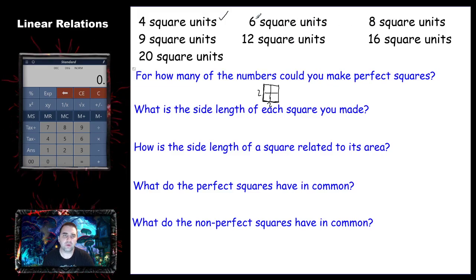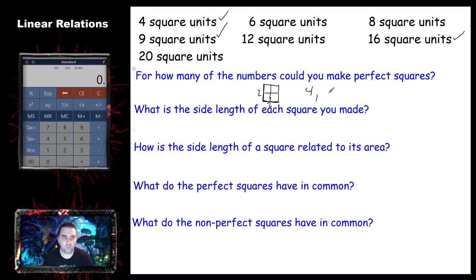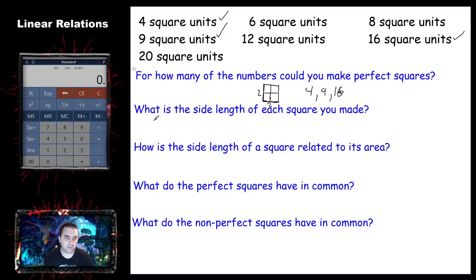What else? 6? Nope. 8? Nope. 9? Yes, that was a perfect square. 12? Nope. 16? Yes, 16 was a 4 by 4. 20? No. So we have 4, 9, and 16 as the perfect squares here. Okay, and what are the side lengths of each of the squares you made?